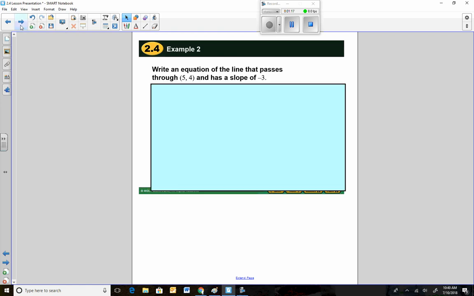All right, write an equation of a line that passes through (5, 4) and has a slope of -3. Here we go. They gave us a point and a slope. So we're going to go ahead and grab a pen, and we write y equals mx plus b. And we know the y value is a 4, so replace that with a 4. We know the slope is -3, replace the m with -3. And we know the x value happens to be a 5. We don't know the b, so we leave it as a b. And so we get 4 equals -3 times 5, which is -15, plus b.